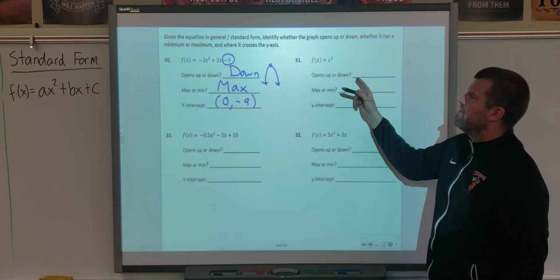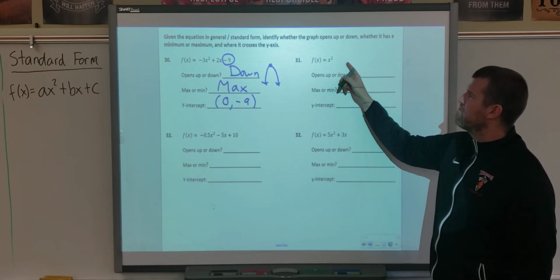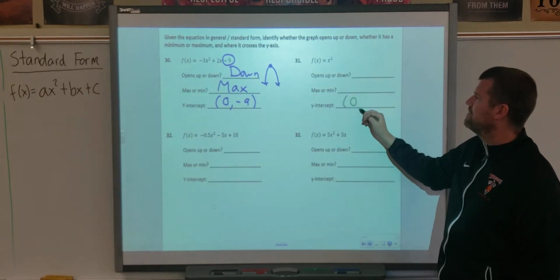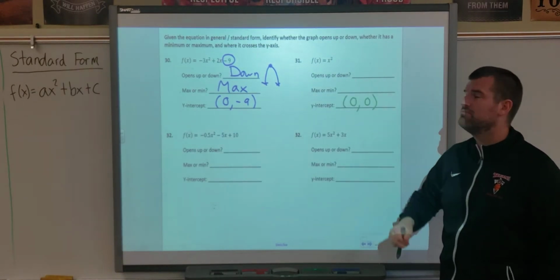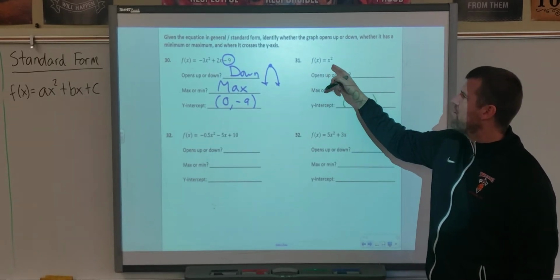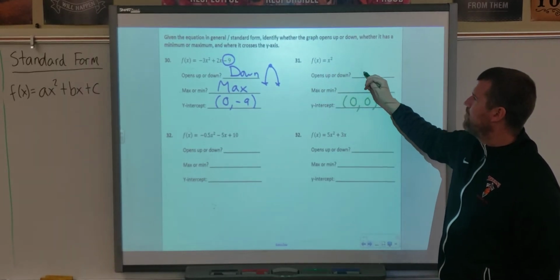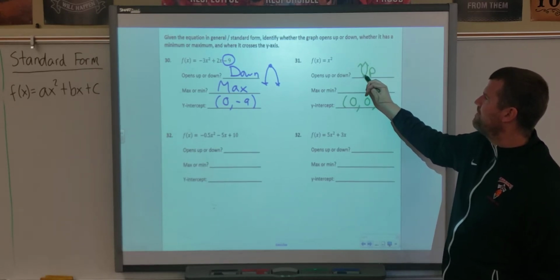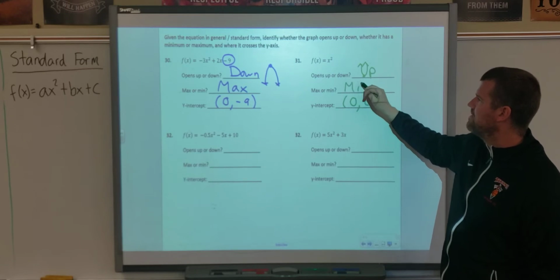What if there is no c value? Well, if there's no c value, then it's really 0. So what is our y-intercept? 0. That's all that means. This one is a positive x squared. So our a is positive 1, which means the graph will open up. And if the graph opens up, that means we have a lowest point, so it has a minimum.